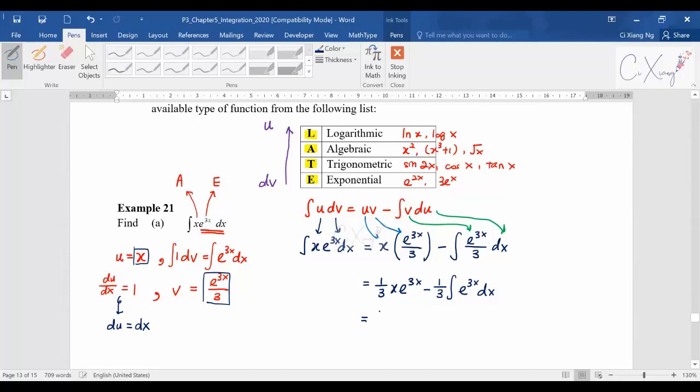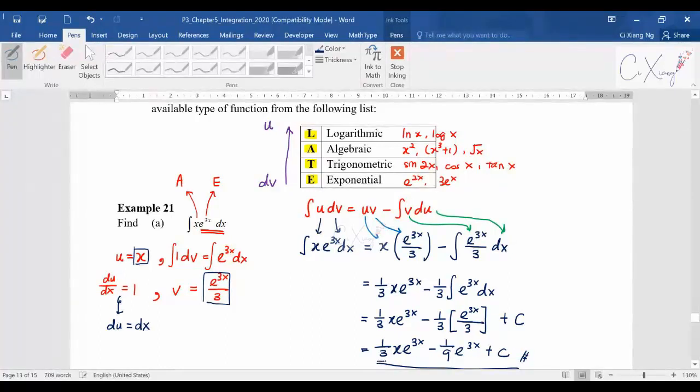So how to integrate e power 3x? You need to refer back to the very first few examples that we learned. Integrating e power 3x is very simple. You can integrate straight away. Copy back the original expression divided by the differentiation of the power. So differentiate 3x, you get a 3. Then I just put a plus c at the very last step of my answer. So my final answer should be 1 over 3 x e power 3x minus 1 over 9 e power 3x plus c. The answer usually will look quite complicated because you have at least two terms.